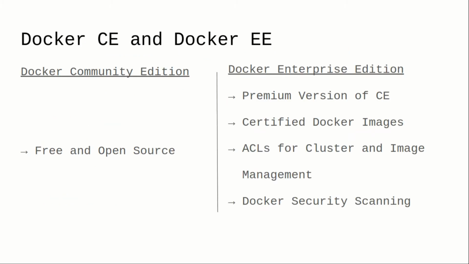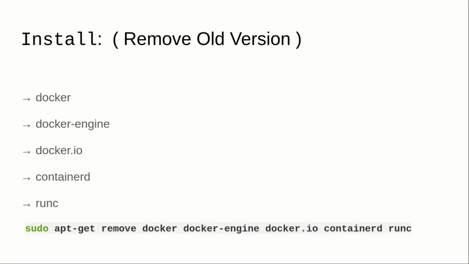There are two types of Docker being released from Docker: docker-ce, that is community edition, and docker-ee. docker-ce is free and open source. docker-ee is the premium version of CE. There are a few differences. It has more support, and it has certified Docker images.